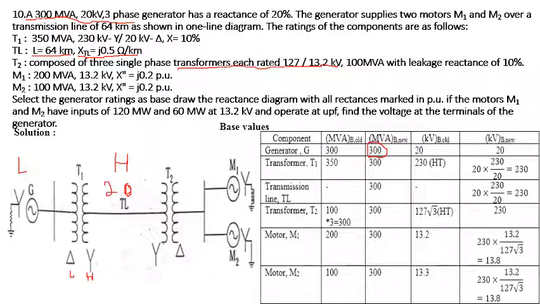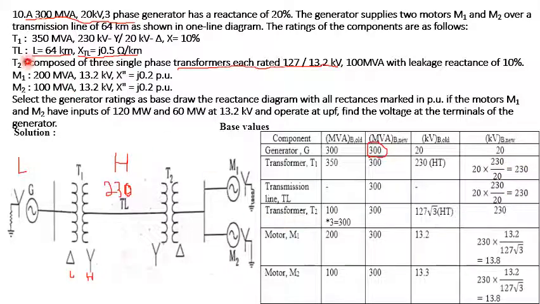Okay, 230 kV is the new value of the transmission line. Then coming to the transmission line, there is no old and new value for this. You only have to consider the new value. There is no voltage change, so what is the voltage? 230. This is also 230, same way.